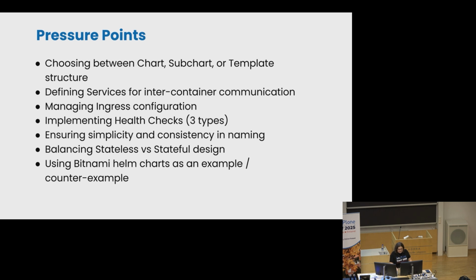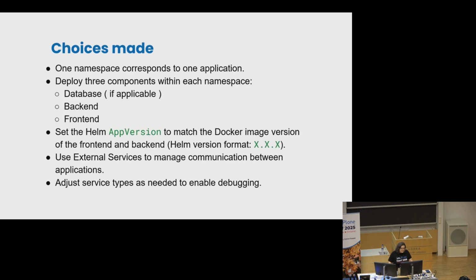Yeah, we'll see. So the choices that we made: we chose to do one namespace to one application and 3 components for each namespace. One database app, one backend, one frontend. We decided to set the app version of the Helm chart to be the Docker image version of the main application. So, for example, for backend, it's the Plone version.